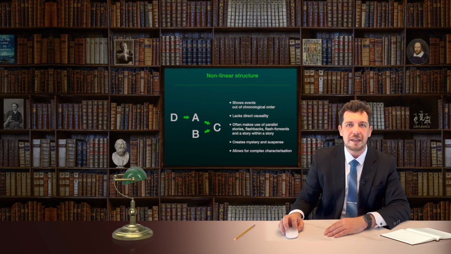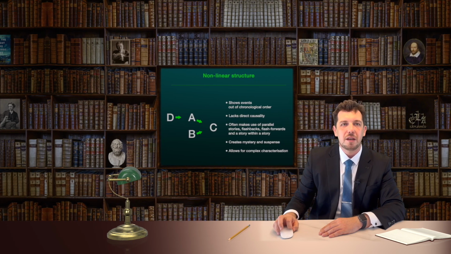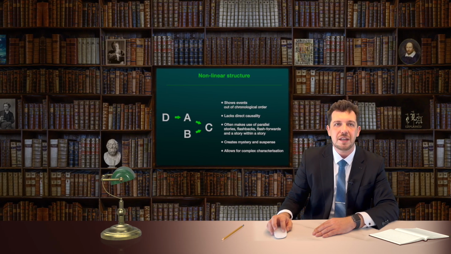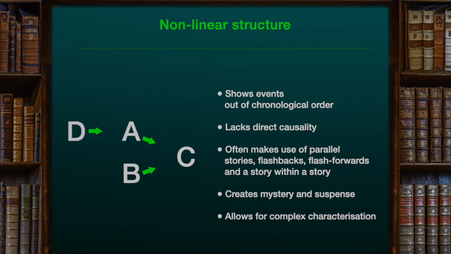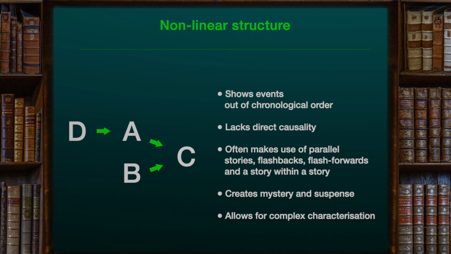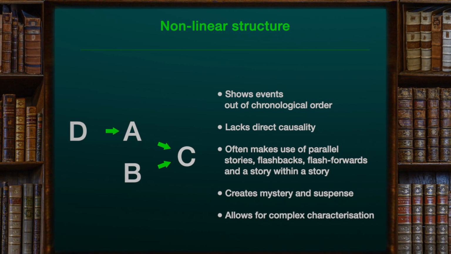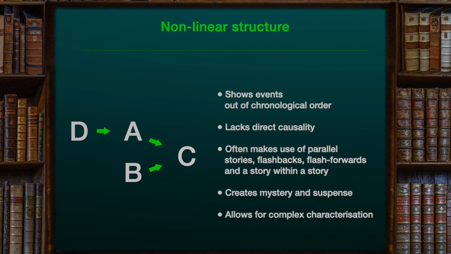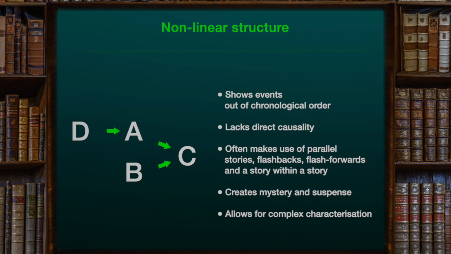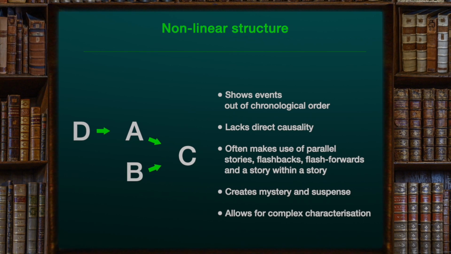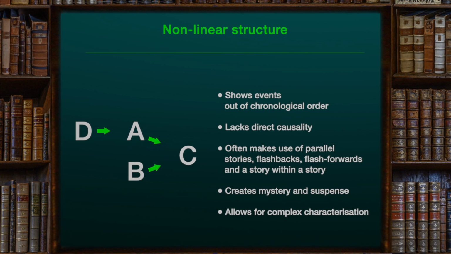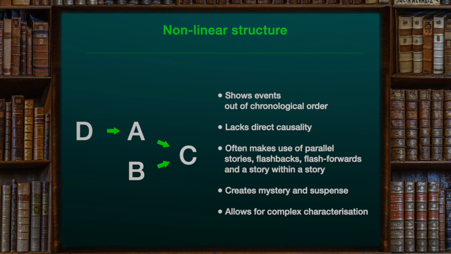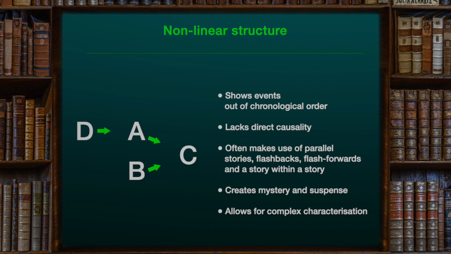The opposite of a linear structure is a nonlinear one, which is a general term for presenting events out of sequence. This can be achieved through alternating between multiple parallel stories, the use of flashbacks, flash-forwards, or a frame narrative. While nonlinear structures do not emphasize direct causality, they allow readers to become more invested in the story as they try to piece together its parts. This often creates an atmosphere of mystery and suspense and allows authors to delve deeper into their characters' conflicts and motivations.